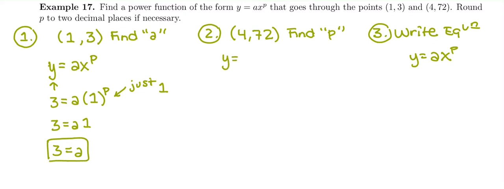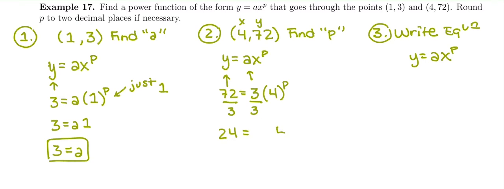Our second step, we're going to plug into y equals ax to the p again, but now we know our x and y value from the point, and we also know a from the first step. So the y value is 72. The value for a from the first step is 3. The x value of the point is 4, and we're solving for p. So I want to solve for p up in the exponent. I'm going to use logs, but before I do, I'm going to divide by 3 to get that 4 to the p on one side by itself. So I'll do 72 divided by 3, which is 24.